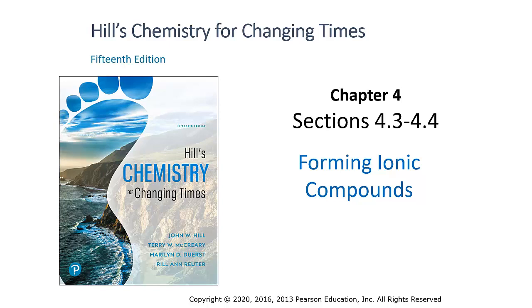In this video, you're going to learn how to form ionic compounds. Ionic compounds are bonds that are formed between ions, whereas covalent compounds are those that are formed between nonmetals. So today we're going to learn about ionic compounds.